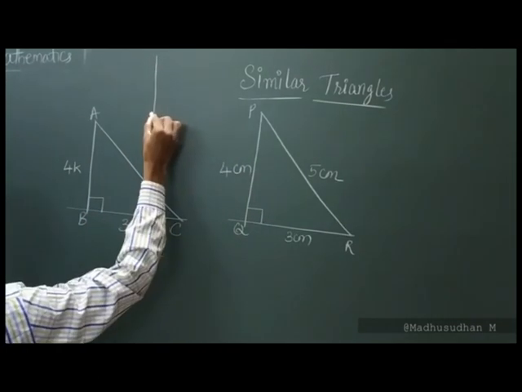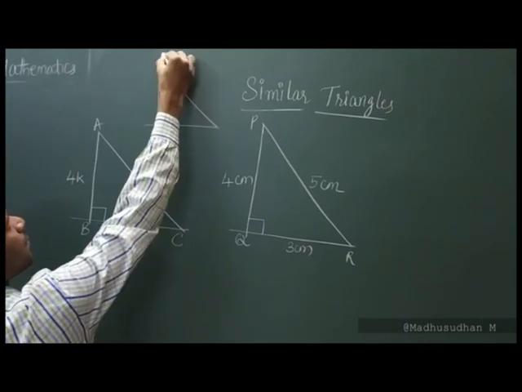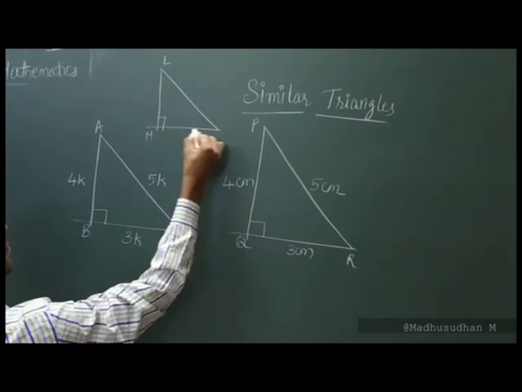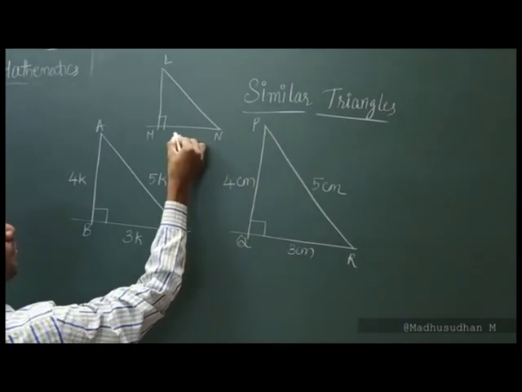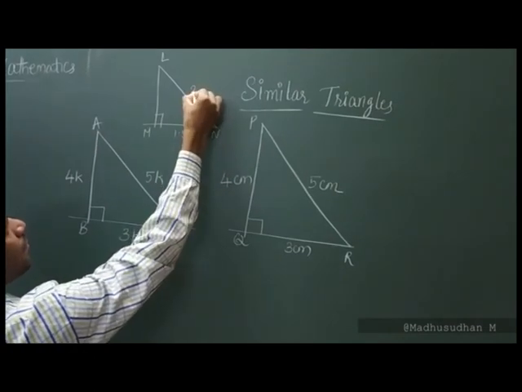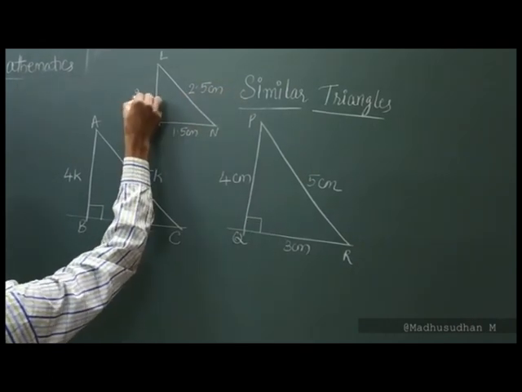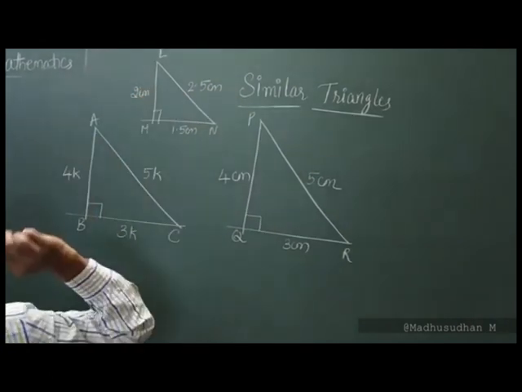So one more right angled triangle. This is L, this is M and this is N. This is 1.5 centimeters, this is 2.5 centimeters and this is 2 centimeters.